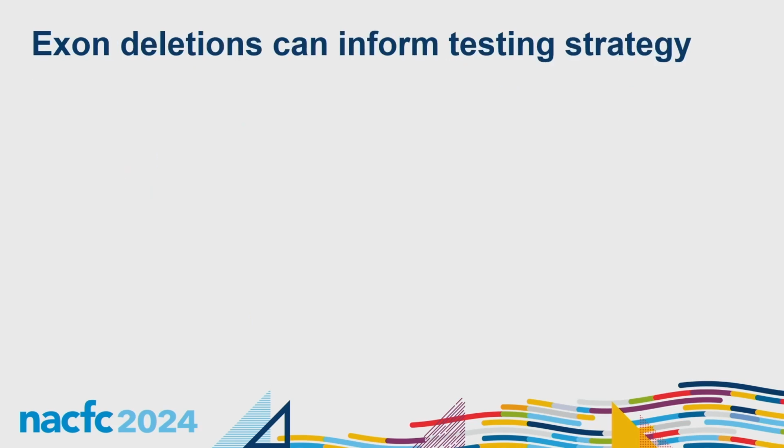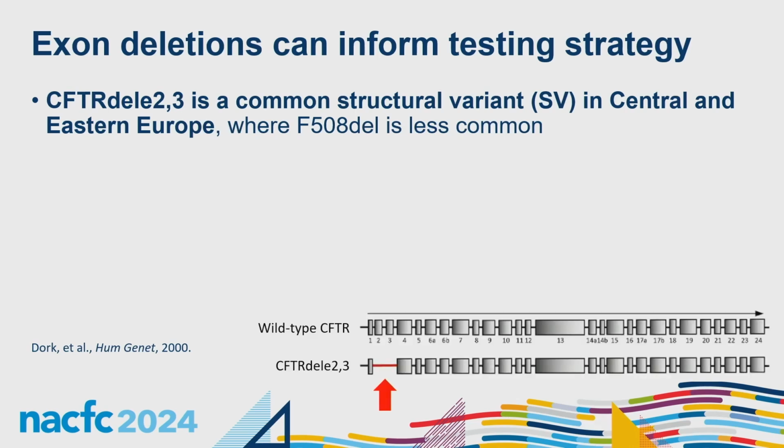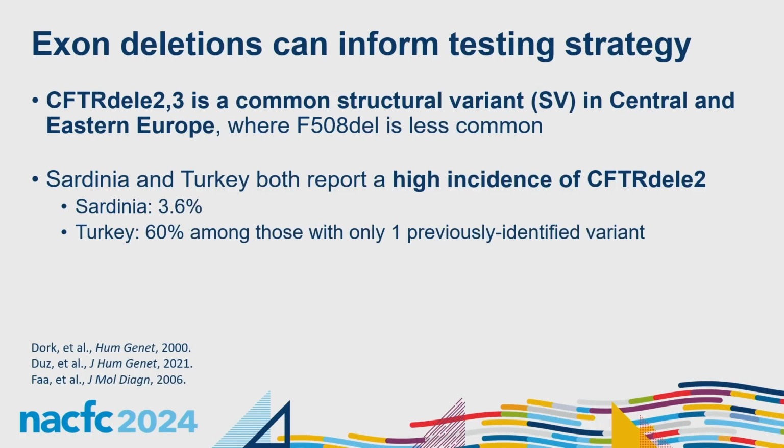Exon deletions can also help inform testing strategy. Exon deletions are considered structural variants, and one that you may have heard of is called CFTR del23. This is when you are missing a chunk of DNA that corresponds to the coding region, or the exons 2 and 3, in the CFTR gene. Now, this is a variant that is relatively common in Central and Eastern Europe, where delta F508 is a little less common. There's also a similar variant where you're just missing exon 2 that's more common in Sardinia and Turkey.